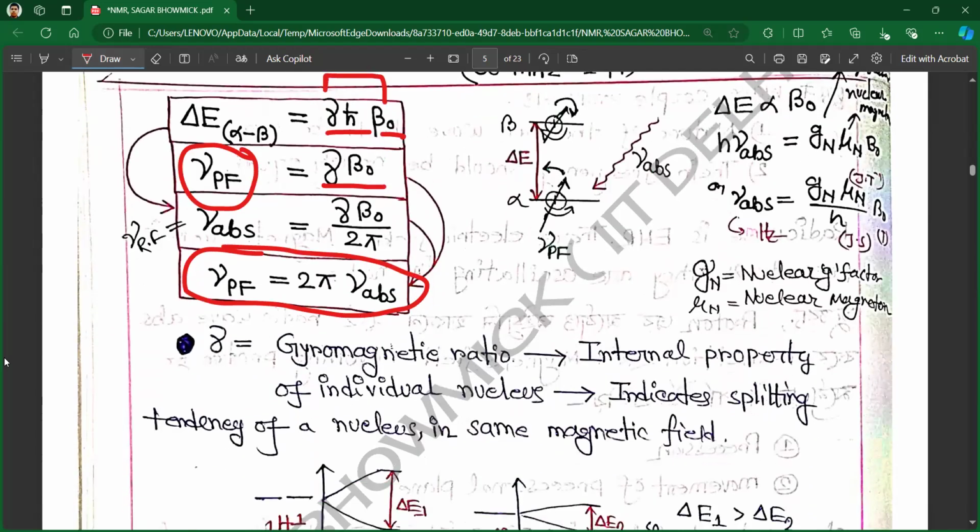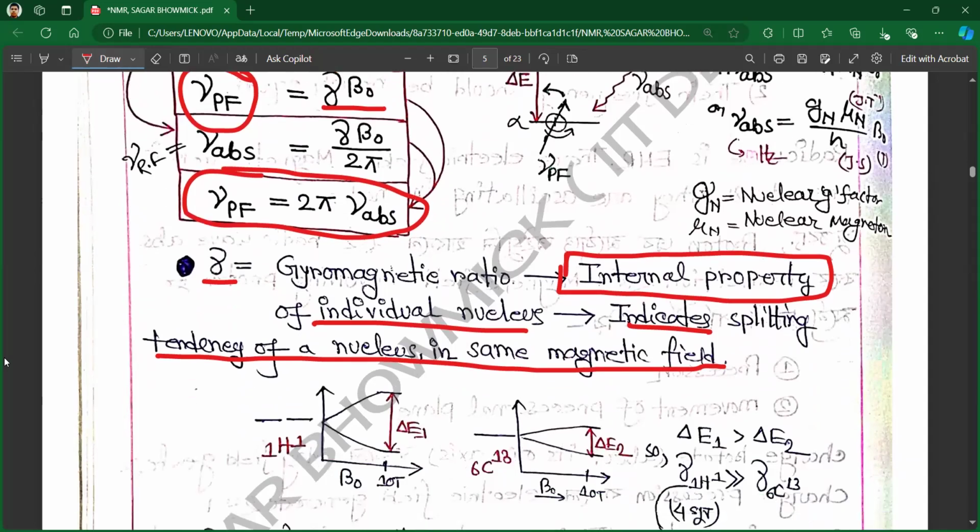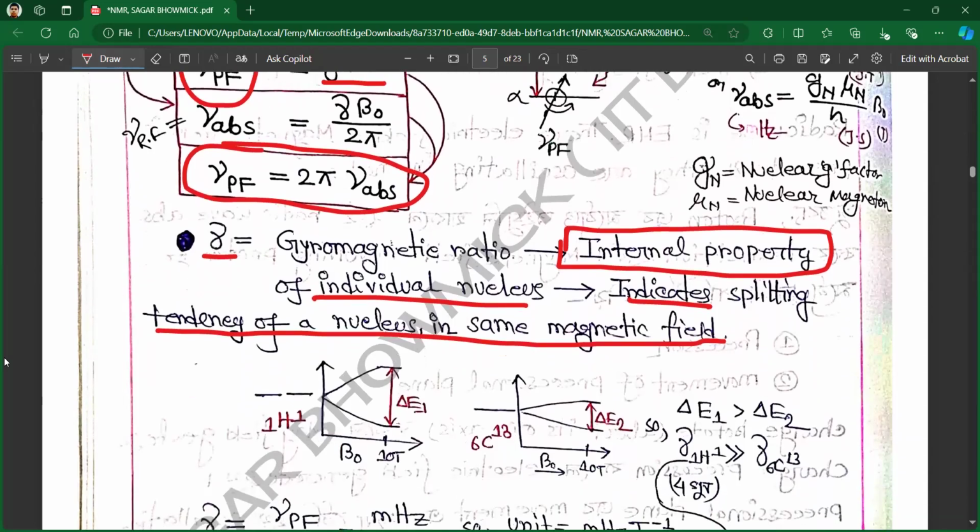This gamma is called the gyromagnetic ratio. This is an internal property, that means it depends on the nucleus. It is an internal property of the individual nucleus. It indicates the splitting tendency of a nucleus in the same magnetic field. I am applying the same magnetic field, so gamma indicates how much tendency it has to split.